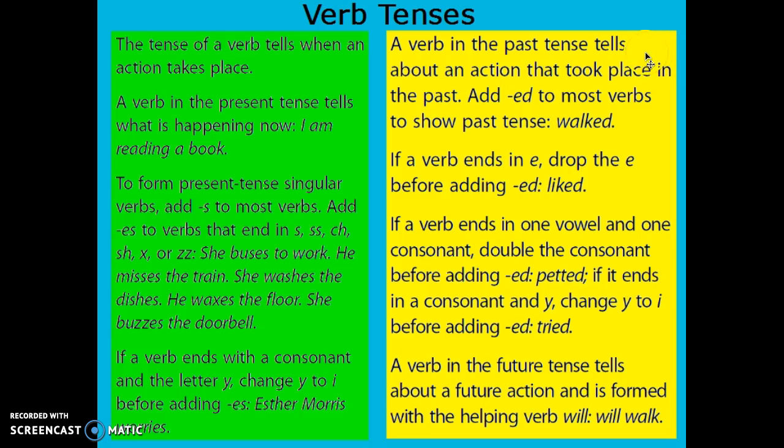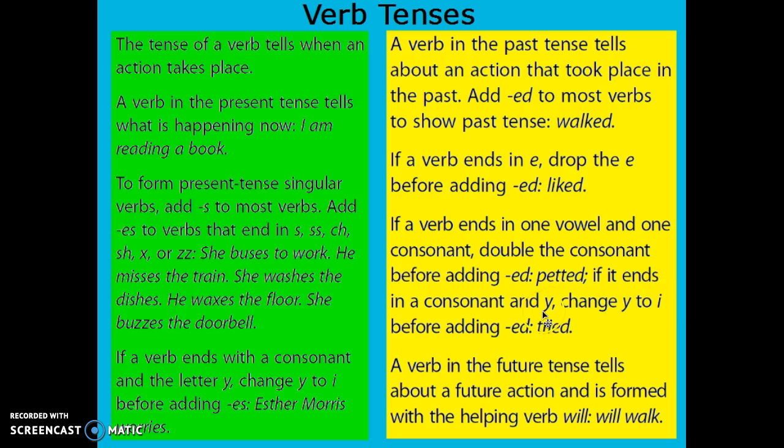A verb can be in the past tense if it tells about an action that took place in the past. We add ed to most of these verbs. So walk turns into walked. Like turns into liked. If a verb ends in one vowel and one consonant, we have to double the consonant before adding the ed. So pet becomes petted, and we add the extra t.